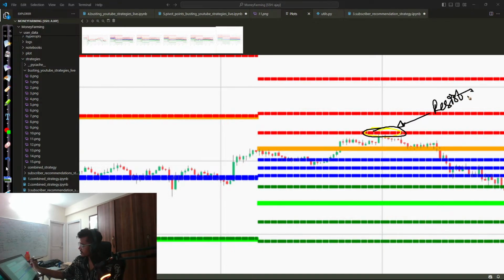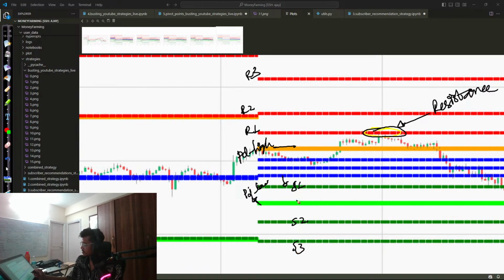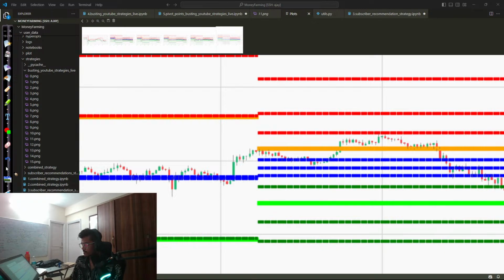So this is previous day high, the orange one. This is R1, R2, R3. Here is previous day low, this one, then support 1, support 2, and support 3. So what do we do when the market comes near support? We first analyze to see whether there is a confirmation or confluence.